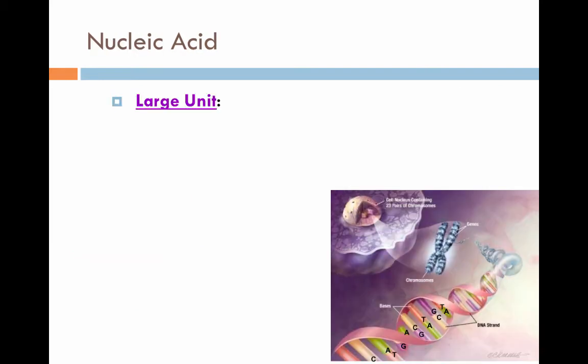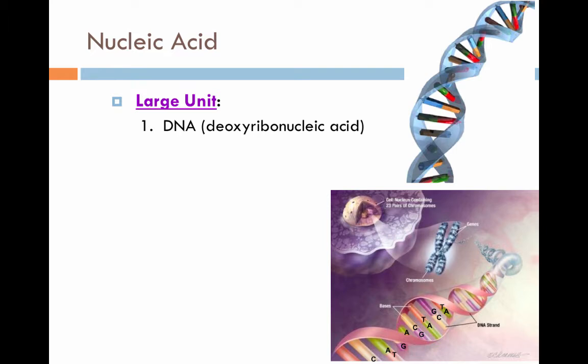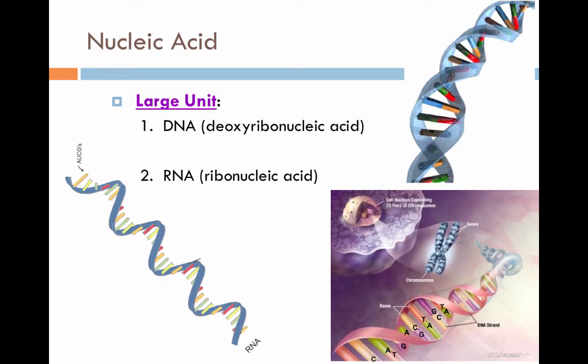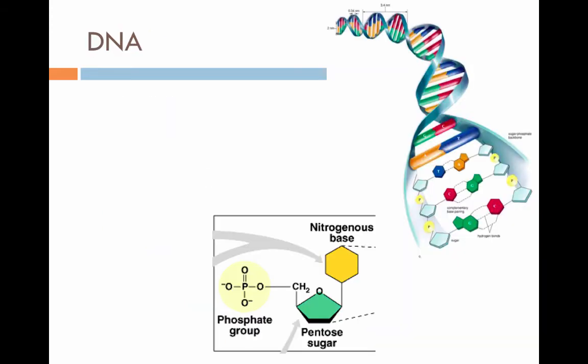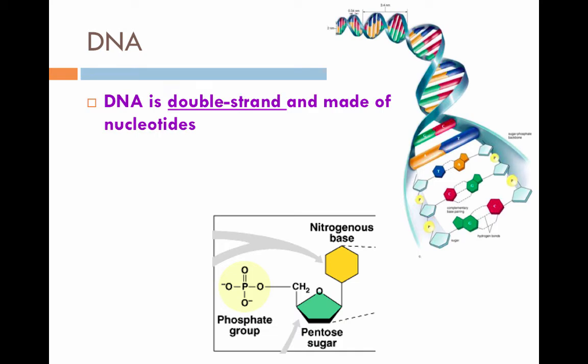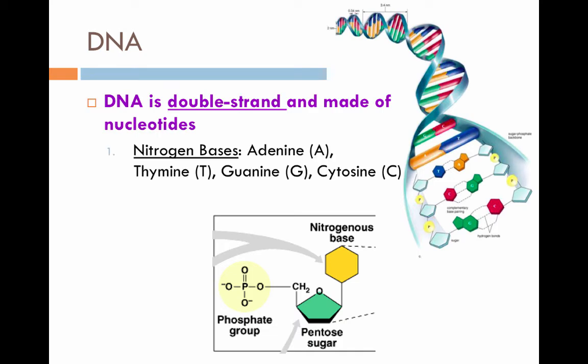So again, the large unit of nucleic acid is called DNA, which is spelled deoxyribonucleic acid. DNA is just the shortcut, the short name for deoxyribonucleic acid. And RNA, ribonucleic acid. There are two types of large nucleic acids. DNA is double-stranded and made of nucleotides. The bases are adenine, thymine, guanine, or cytosine. The sugar is called deoxyribose, and the phosphate is just called phosphate.